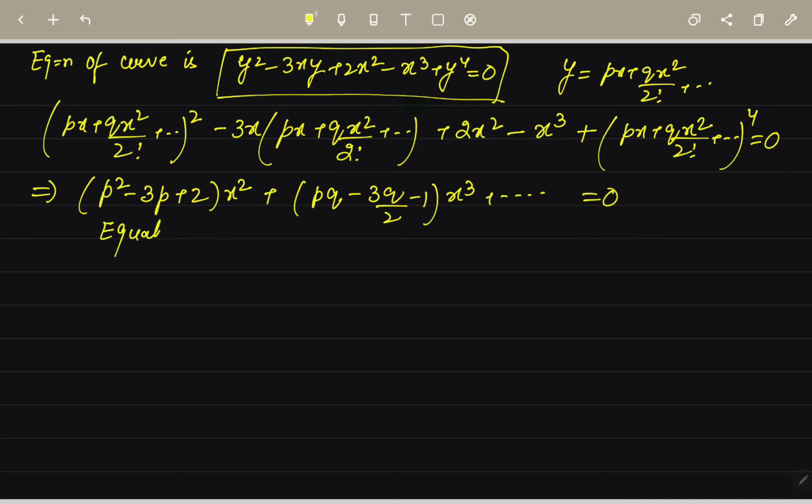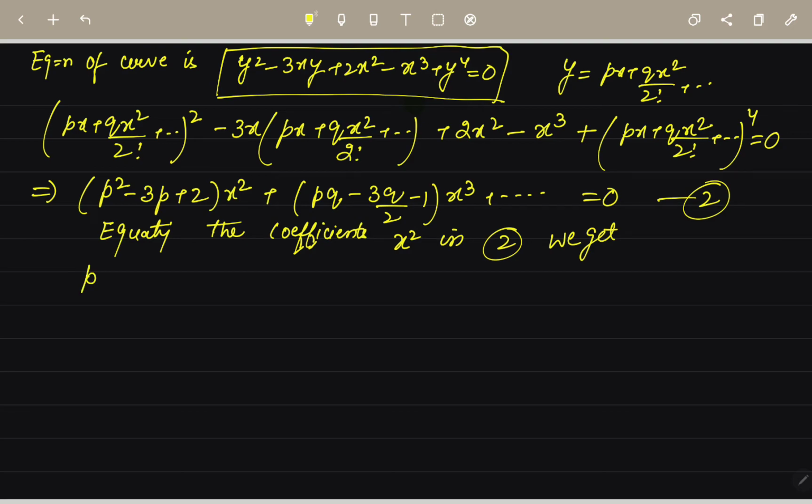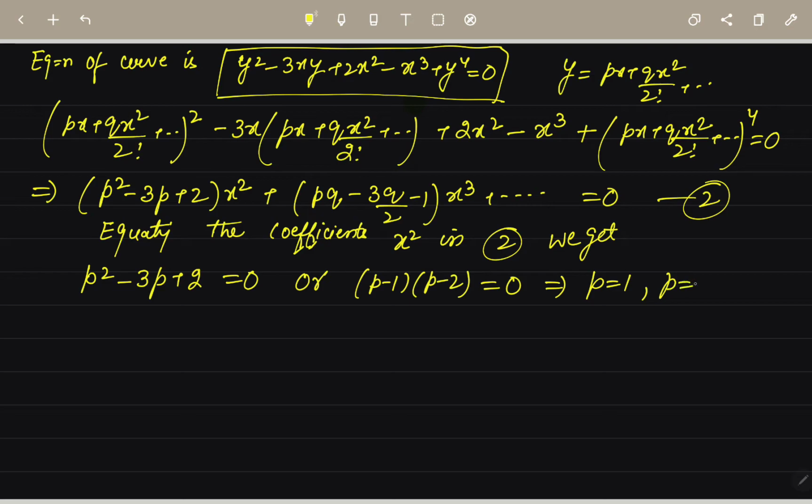So equating the coefficients of x square in equation second, we get p square minus 3p plus 2 equal to 0. I can take the factors: p minus 1 and p minus 2 are the factors of this quadratic equation, and from here I get p equal to 1 and p equal to 2. So now I got the values of p.